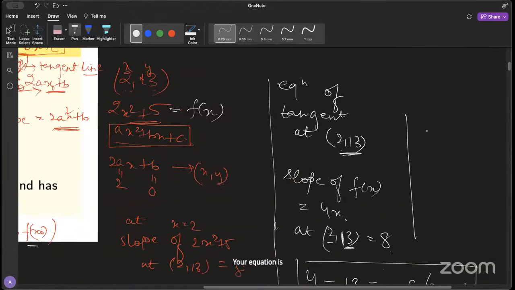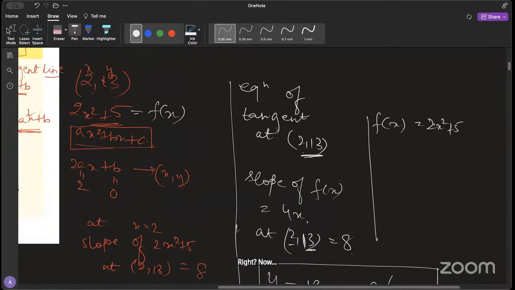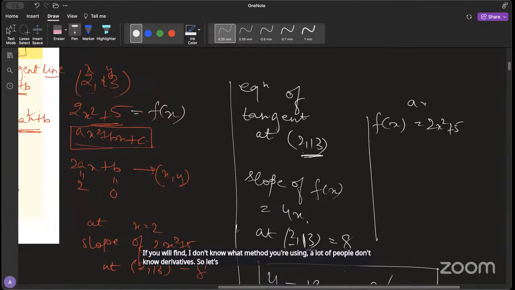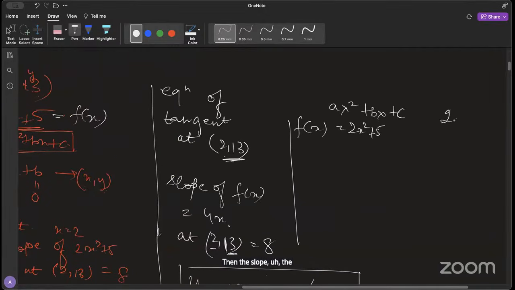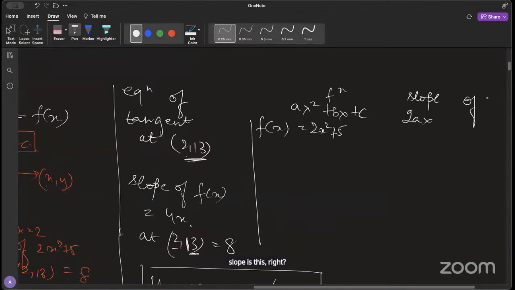Your parabola or your quadratic equation was 2x square. We have taken f(x) to be 2x square plus 5, right? Now, I don't know what method you are using. A lot of people don't know derivatives, so let's go the usual way. If this is your parabola, then the slope is given by 2ax plus b, right? What is a here? It's 2, so 4x. What is b here? It's 0. So it's this.